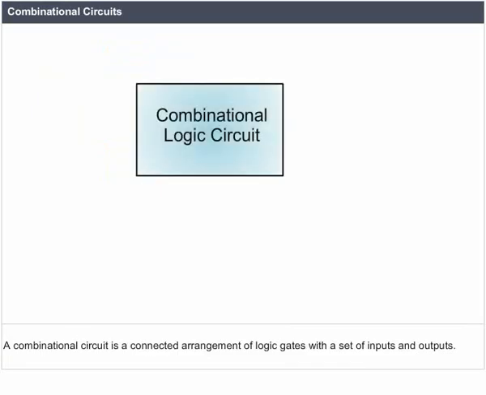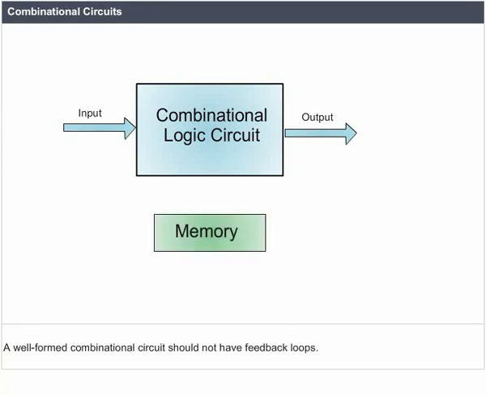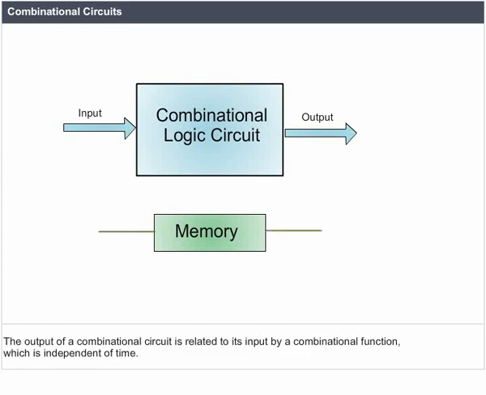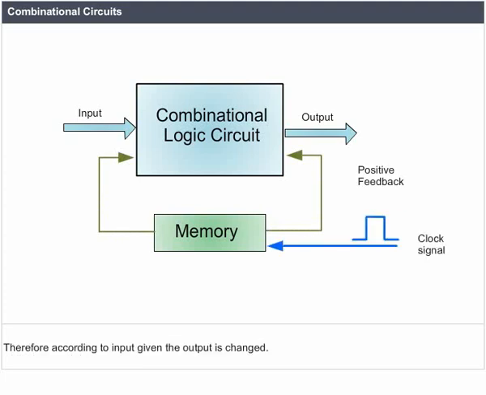Combinational circuits. A combinational circuit is a connected arrangement of logic gates with a set of inputs and outputs. A well-formed combinational circuit should not have feedback loops. The output of a combinational circuit is related to its input by a combinational function which is independent of time. Therefore, according to the input given, the output is changed.